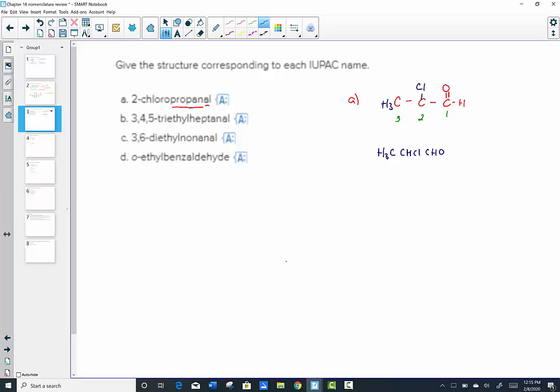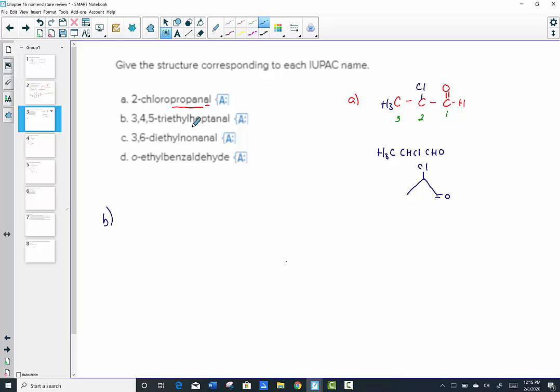You could look at this as 1, 2, 3. Off of carbon 2 is a chlorine, and off of carbon 1, you have a double bond to O. All right, so those are some choices. That's our structural. Give the structure. You've got C, C, C. Carbon number 2 has a chlorine. Carbon 1 is the aldehyde functional group.